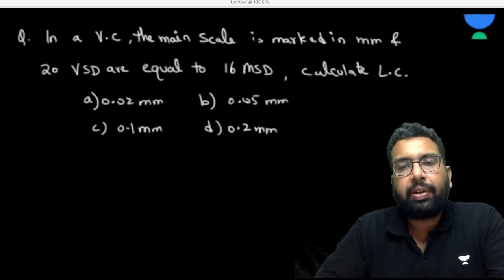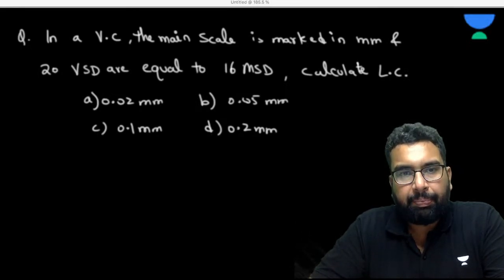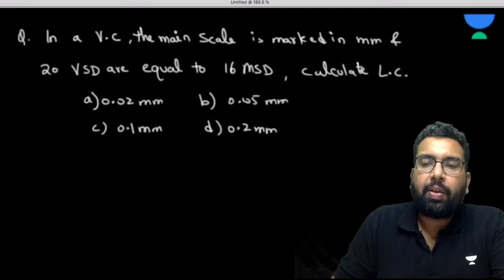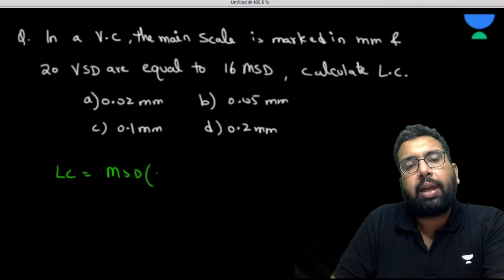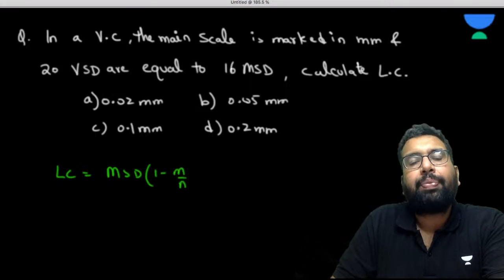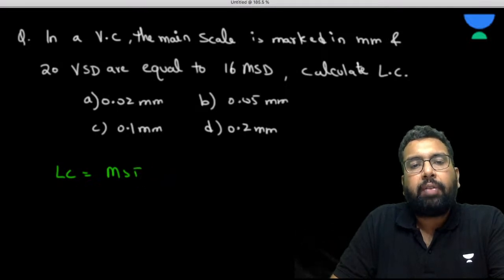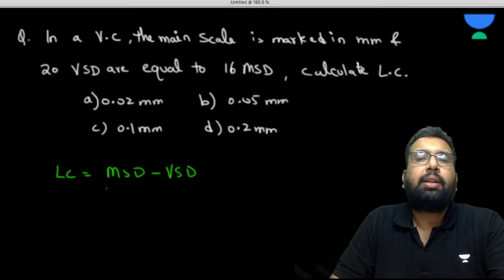So it says in a vernier caliper, the main scale is marked in mm, and 20 vernier scale divisions are equal to 16 main scale divisions. How to do it? We know that the least count is equal to MSD times (1 minus M by N), or we can write it like this: MSD minus VSD. We can go from the basics. So least count is MSD minus VSD.